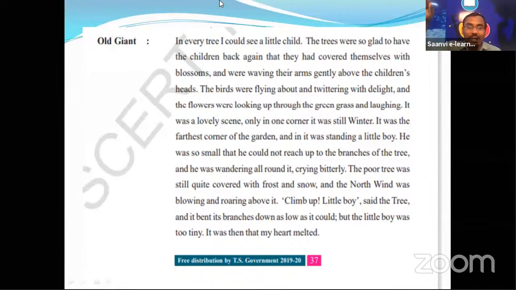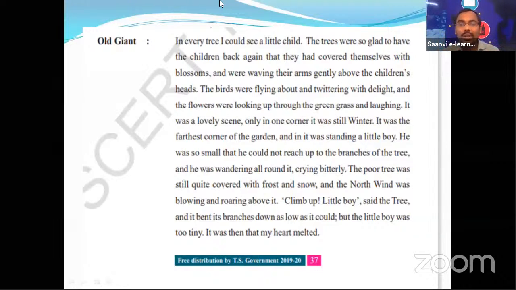The birds were flying about. A lot of birds came to the garden and they were flying here and there and twittering, making sounds of happiness. Twittering with delight means making a series of short high sounds, which is usually made by birds with delight. So the birds were flying, they were twittering, they were very happy. It was a lovely scene, a very fantastic, very beautiful scene.